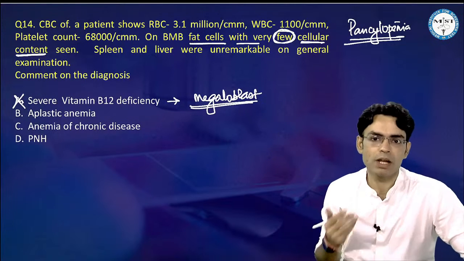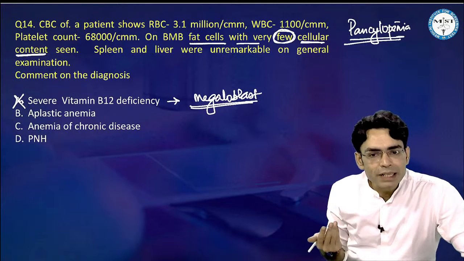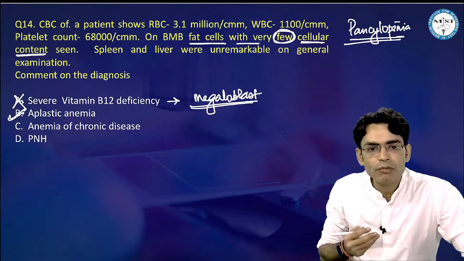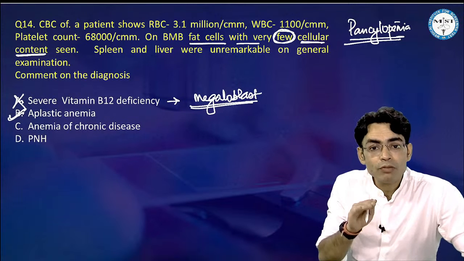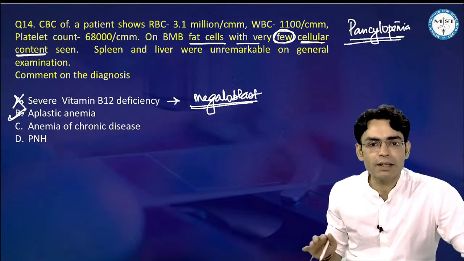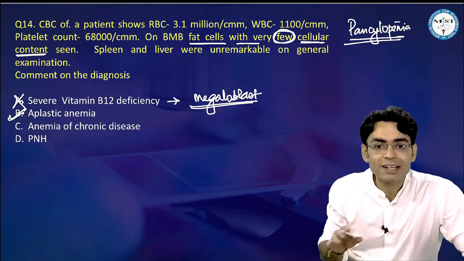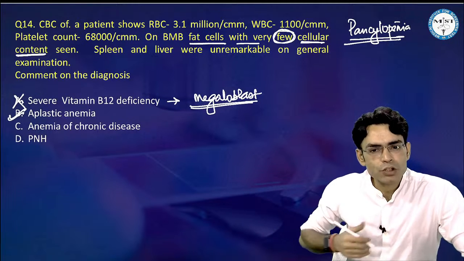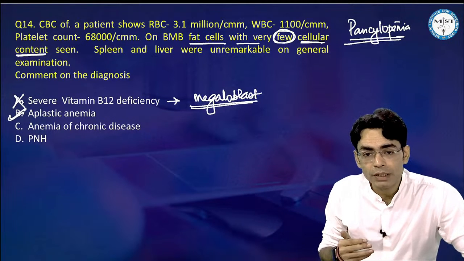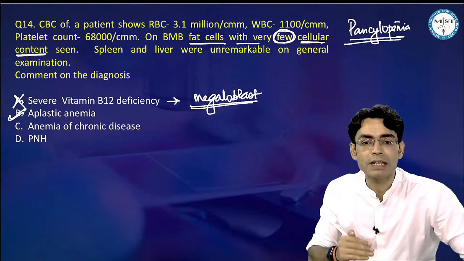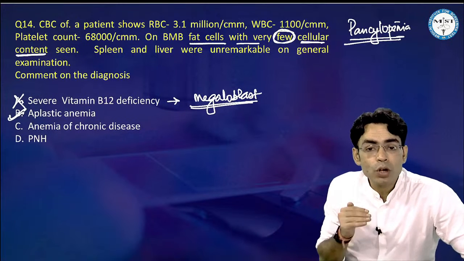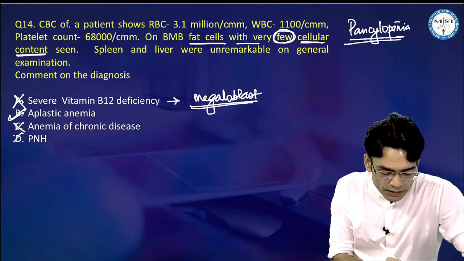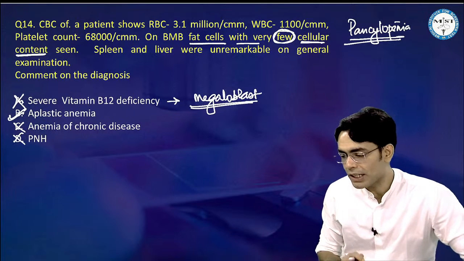Aplastic anemia? Yes, it can be, because pancytopenia is there and the bone marrow is completely gone. Anemia of chronic disease? No. In anemia of chronic disease, nothing of this sort happens, and pancytopenia is generally not seen that often. PNH could be there, because PNH gives us pancytopenia, but in PNH, as I've told you multiple times, you'll see hepatosplenomegaly. You will not see a normal spleen and liver. So these two cannot be the answers here. It will be aplastic anemia.